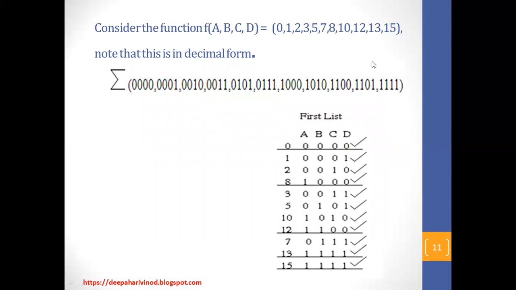So here we can see more number of literals, that is f of a b c d. It is done for the 4 literals, that is from 0 to 15. The question is f of a b c d equal to 0, 1, 2, 3, 5, 7, 8, 10, 12, 13, 15. So make the list of the first indexes and write the binary combinations over here and map that into the particular index.